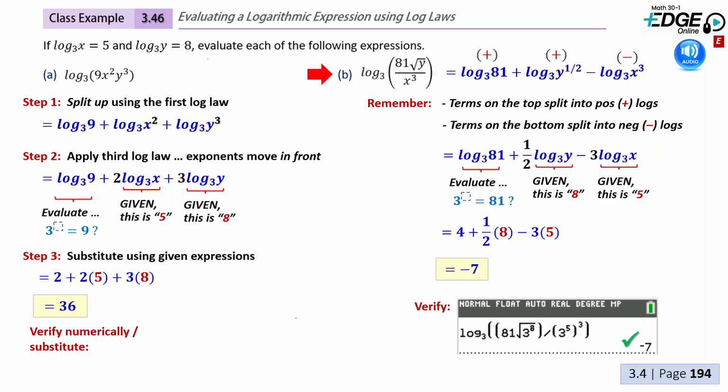And just like we did in the part A example, we can replace the y with 3 to the power of 8. And we can replace the x with 3 to the power of 5. And we still get -7.